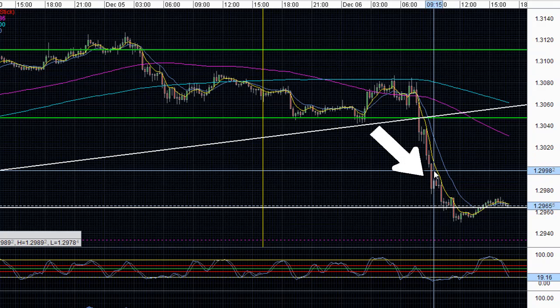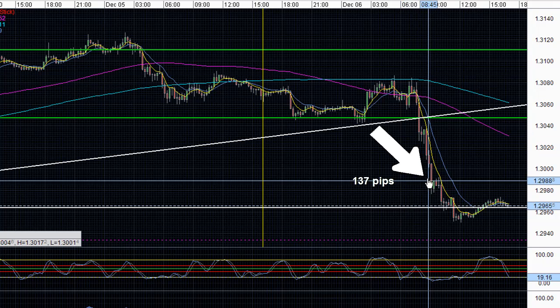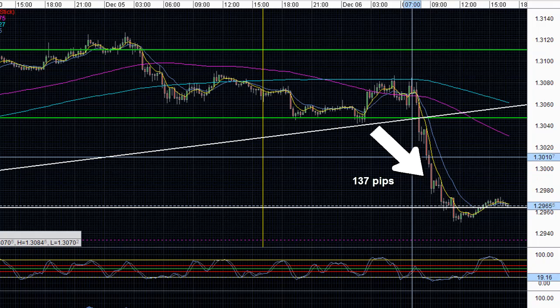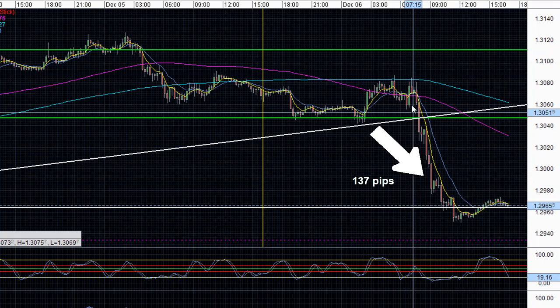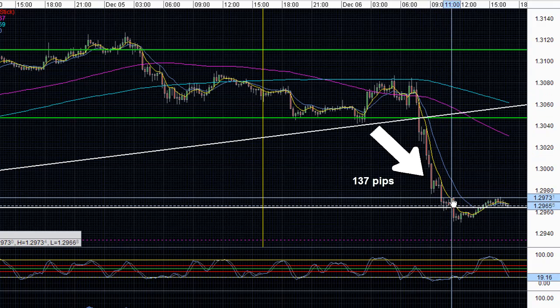pair. The pair had managed to fall 137 pips, primarily on comments released by ECB President Mario Draghi that caused investors to look for safety and pile into the US dollar. So we see this dollar strengthening happening for most of the day.